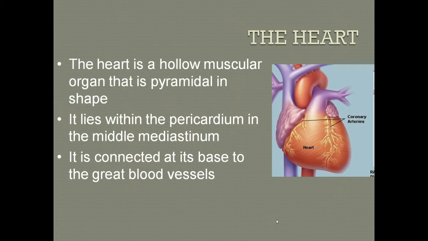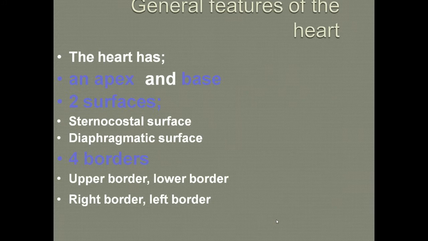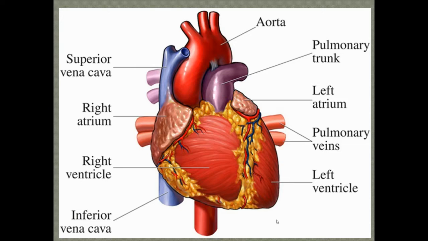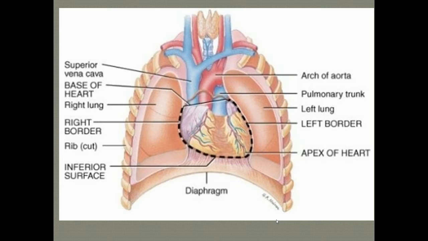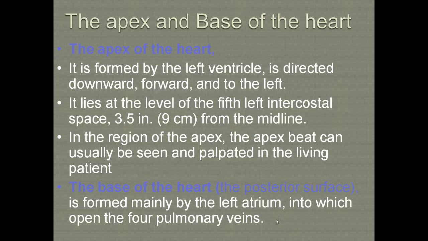We have seen the heart is a muscular structure. It is pyramidal in shape and it lies in the middle mediastinum and it is covered by the pericardium and the base is connected by the great blood vessels. And we have seen the anatomical features. There is apex and base, two surfaces and four borders. In this picture we have seen very clearly there are apex and great blood vessels, and we can see here the middle mediastinum and the pericardium.